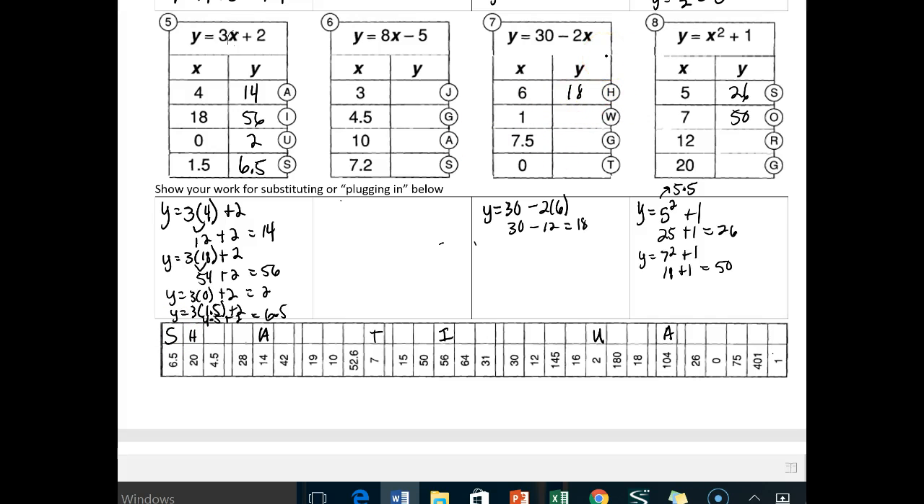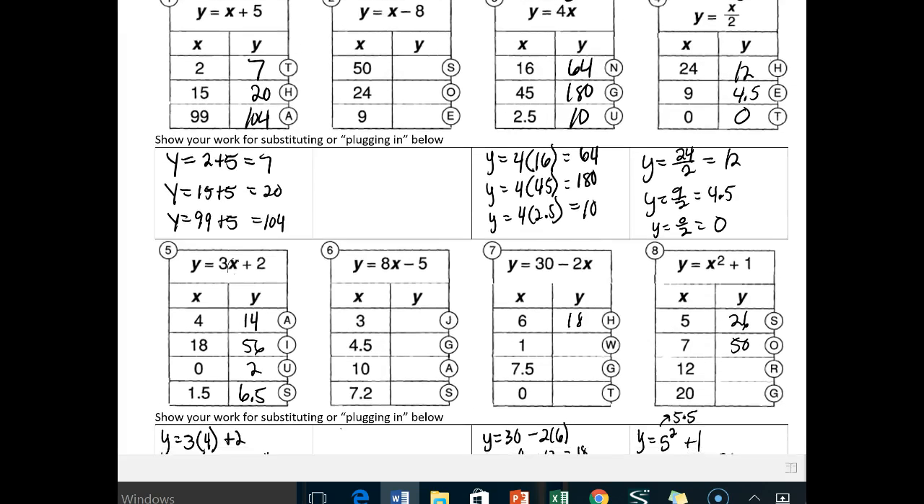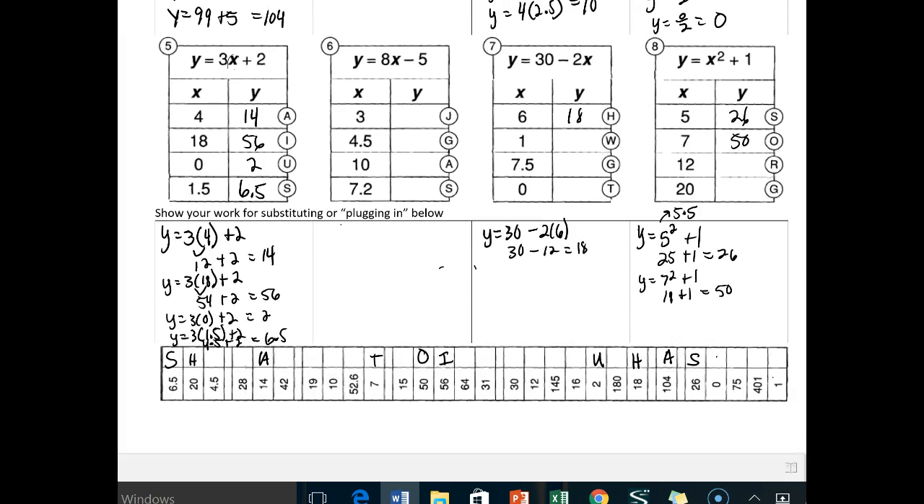18 is H. 26 is S. 50 is O. 50, where are you? O. Let's fill in some of the other ones here. 64 and 180, N and G.